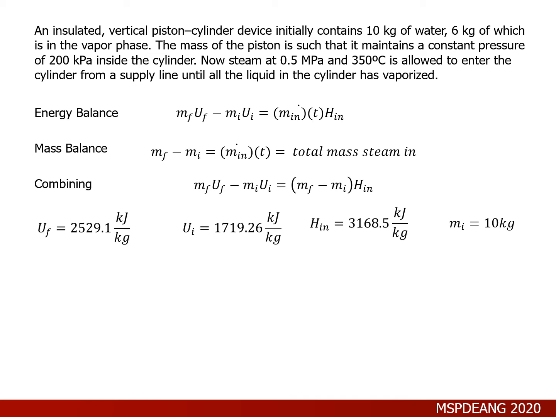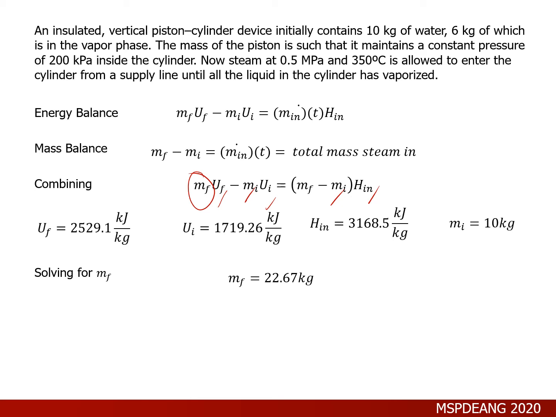And from our combined mass and energy balance expression, okay na si UF, okay na si MI, UI, and Hn, we can now have one equation and one unknown, and we can now solve for the final mass of steam inside our piston cylinder device. So solving for the final mass of steam, you can get 22.67 kilograms.